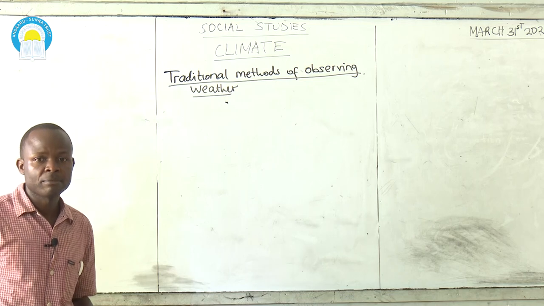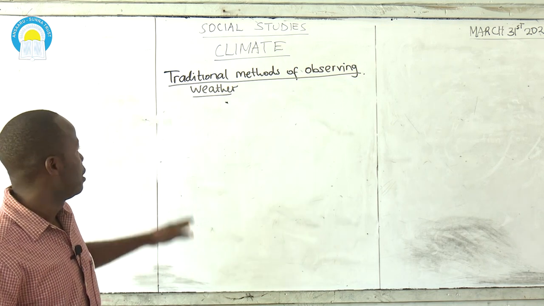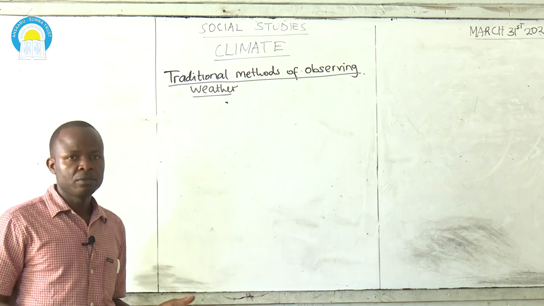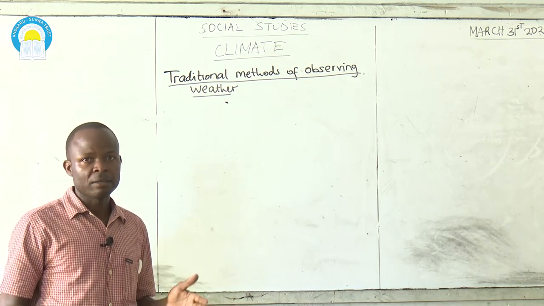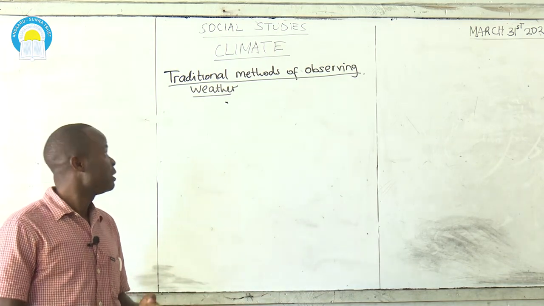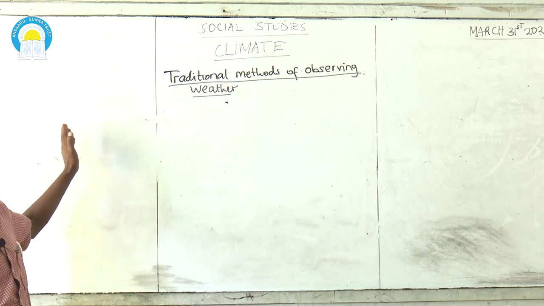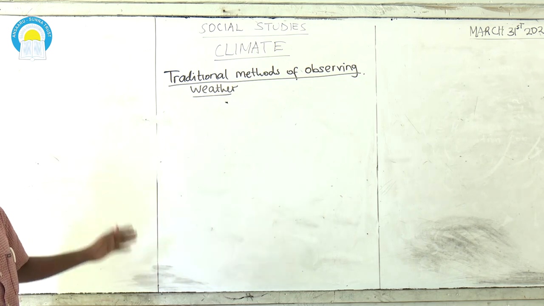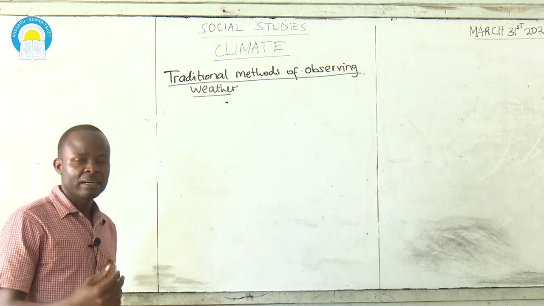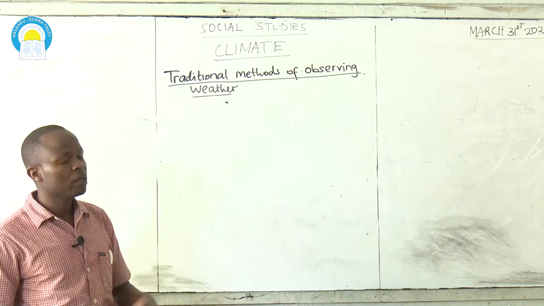Before we move to that, maybe I would like to take you back to what we learned in the previous classes. We defined weather as the change of atmosphere from time to time. Maybe it is sunny, windy, cloudy, and these weather changes, when they are observed and recorded for a long period of time, give us what we call climate.